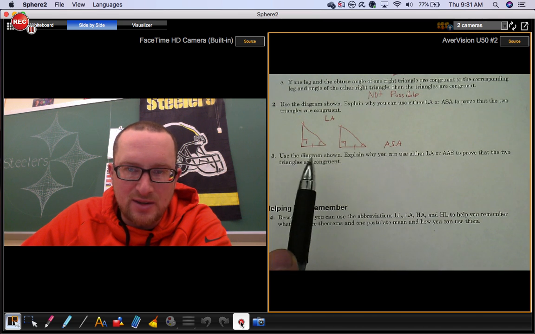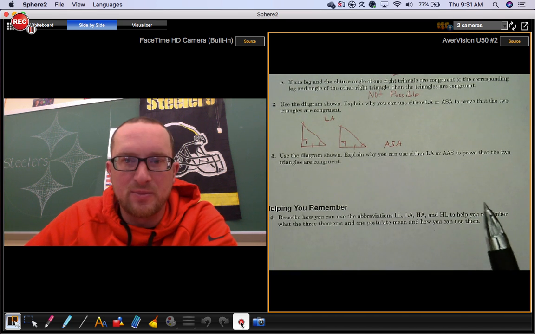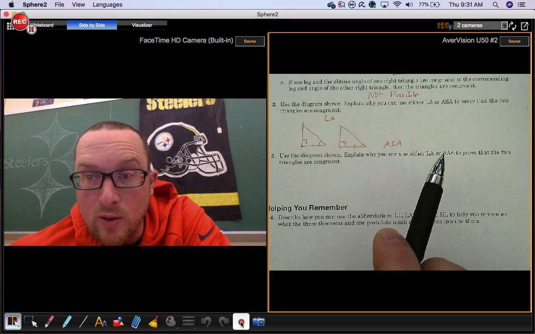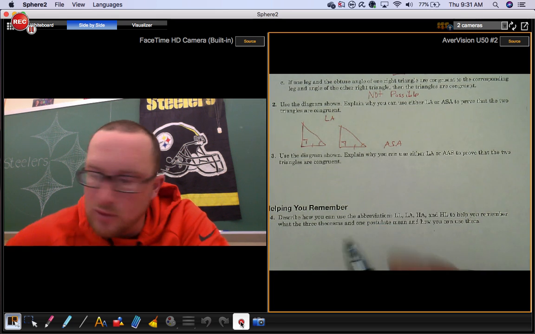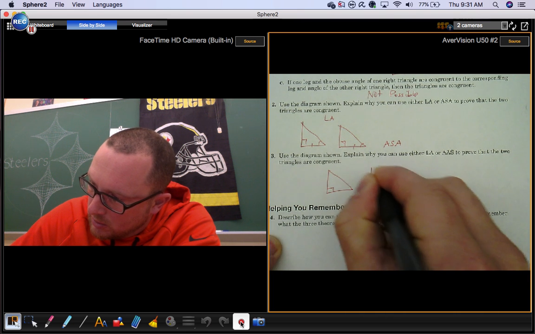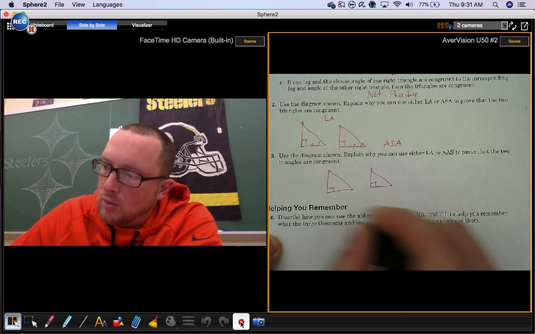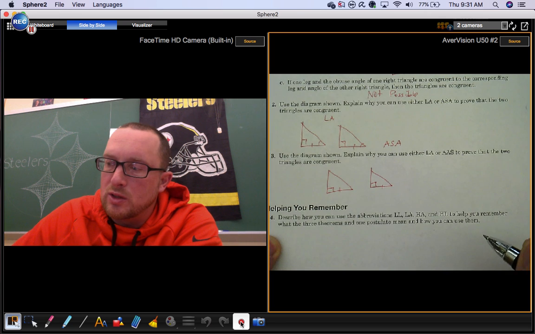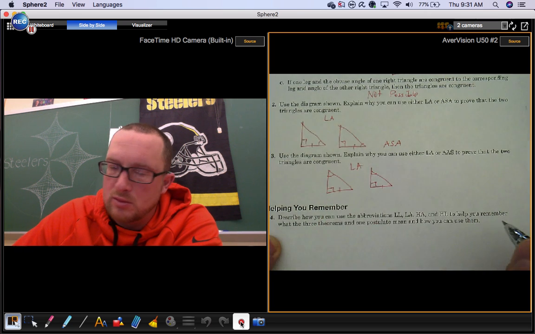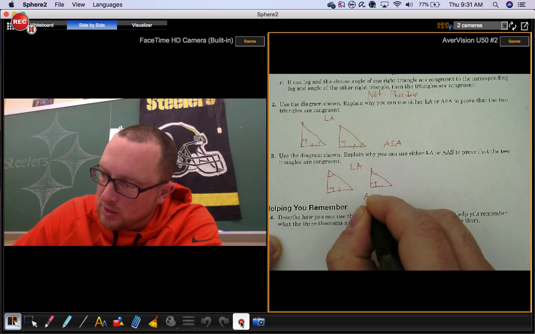Number 3 says use the diagram shown again. There's no diagram. I guess I'm just going to draw one. Explain why you can use either LA or angle side to prove the two triangles are congruent. Okay, so let's go with two right triangles again. We want congruent legs, and we also want congruent acute angles, but what if I pick these ones? It's still leg acute, but now it's angle side as well.